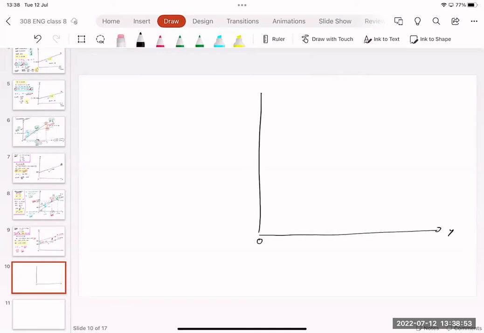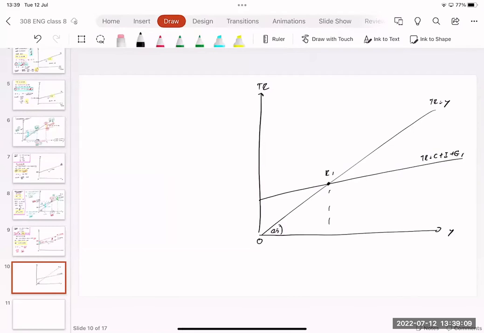Y, O, and TE. I have a 45-degree curve. TE equal to Y. This is the O curve. TE equal to C plus I plus G1. Equilibrium point 1, Y star 1, which is equal to 2,800. The starting point is 560.